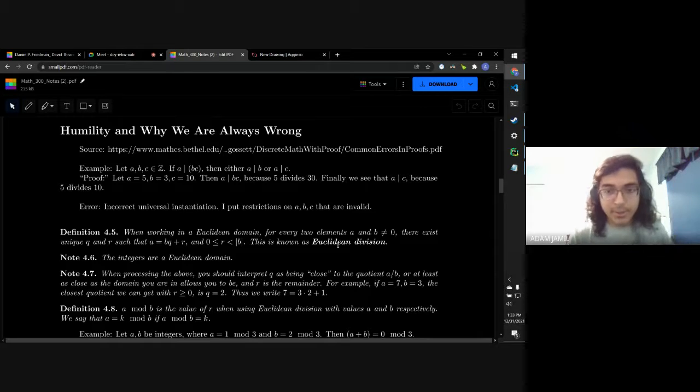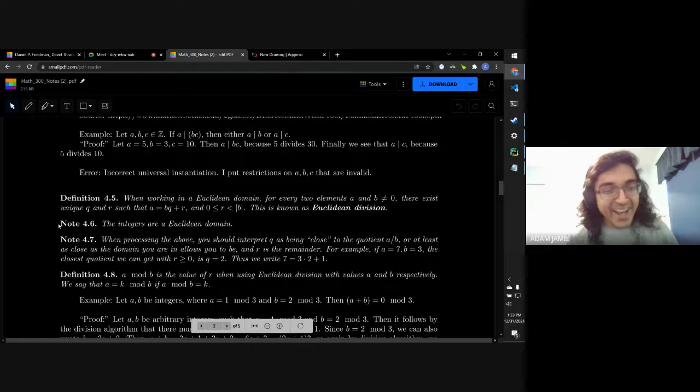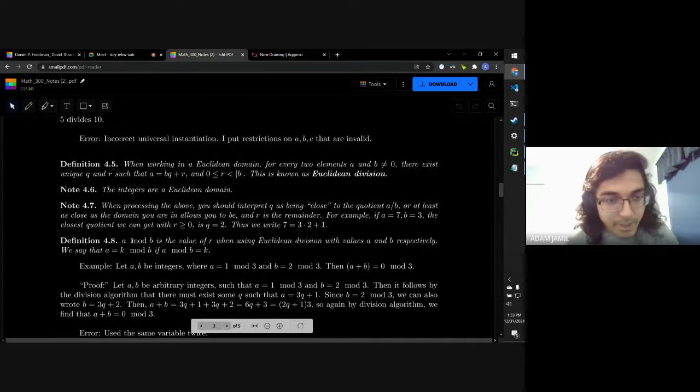Okay, and this is called Euclidean division. I present it as a note, not even a proposition where I would go ahead and prove it. I just tell you the integers are Euclidean domains, so you can always do this. Okay.